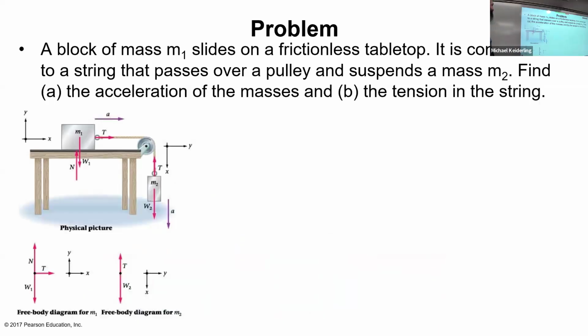So we can set up systems of equations. If we sum all our forces, it equals mass times acceleration. So for mass 1, tension equals mass 1 times acceleration. And for mass 2, mass 2g minus tension equals mass 2 times acceleration, because our axis is following the string.